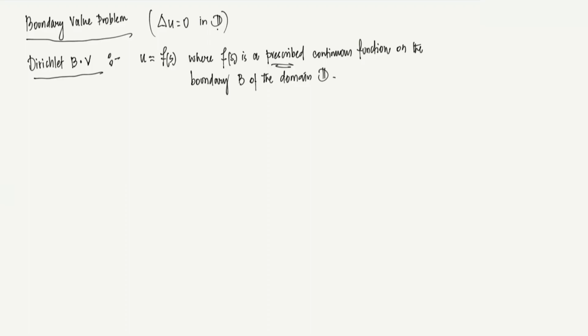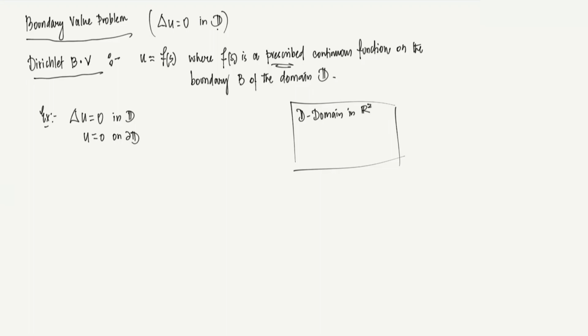Now how do you interpret this? How does it look in real life? As an example, let's say I want to solve this equation, Laplacian u equals 0 in the domain D, and u equals 0 on the boundary of the domain, delta D. This is called the boundary. Let's say D is a domain in R2. It can be Rn also. I will write delta D to be the boundary of the domain. I hope you know what boundaries are, right?